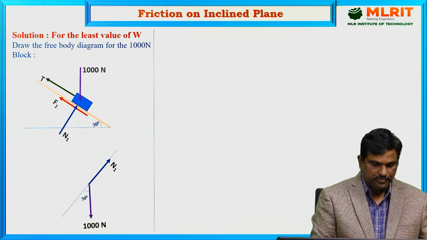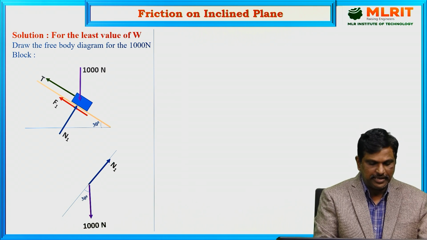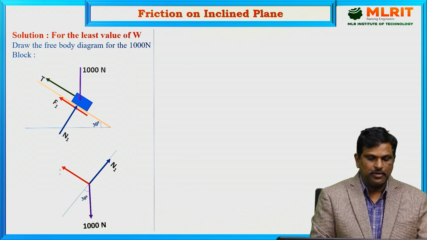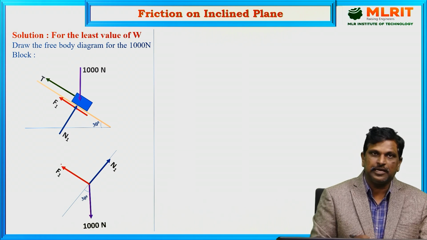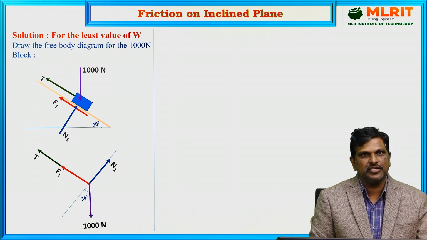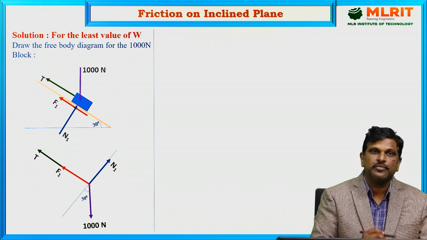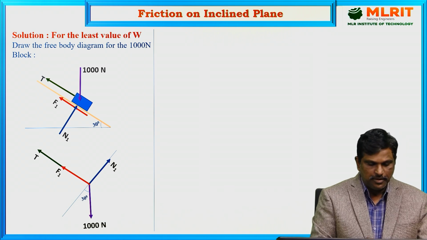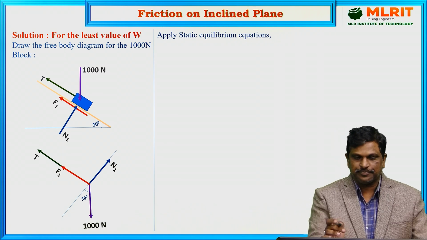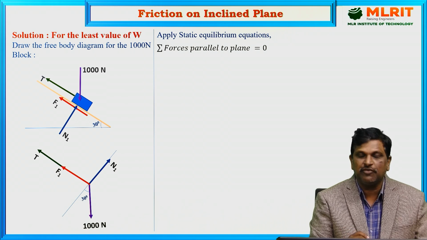Now, after knowing the direction of N1, it is making an angle of 30 degrees to the vertical. Now, F1 is acting along the plane and the tension in the string is also in the same direction as friction. Now, apply the static equilibrium equations: sum of all forces parallel to plane equal to 0.